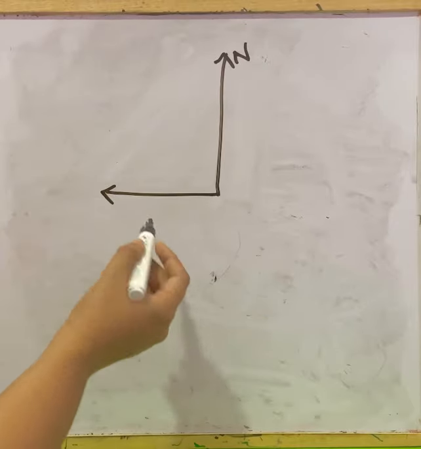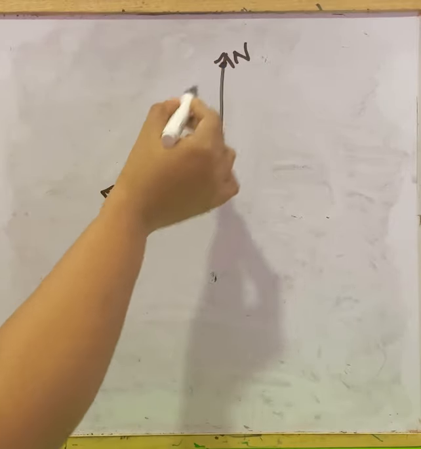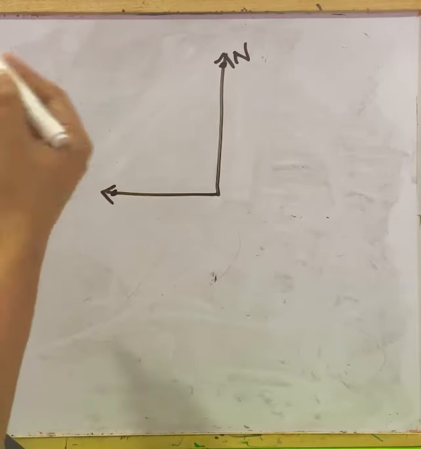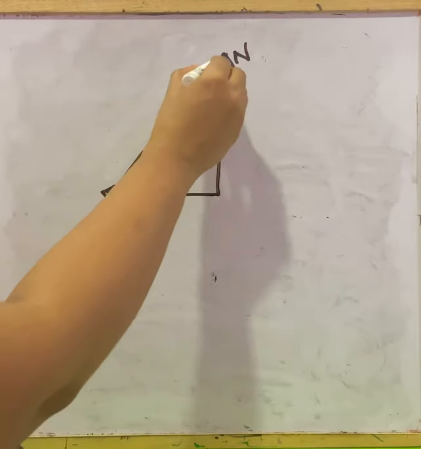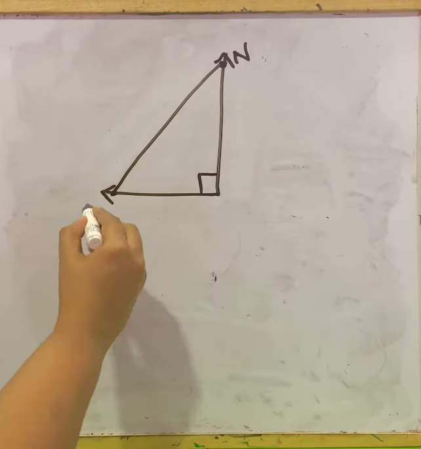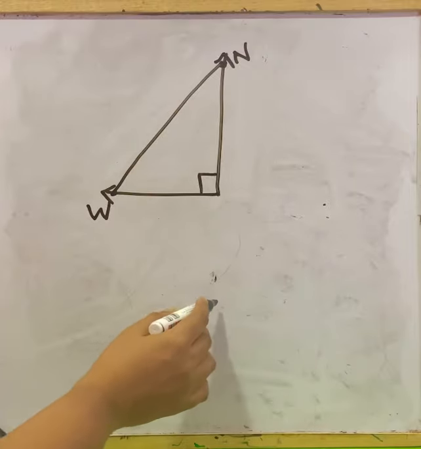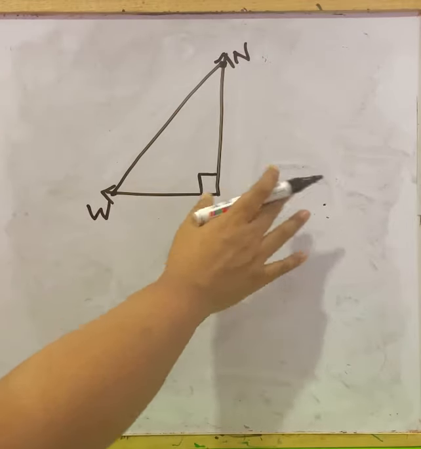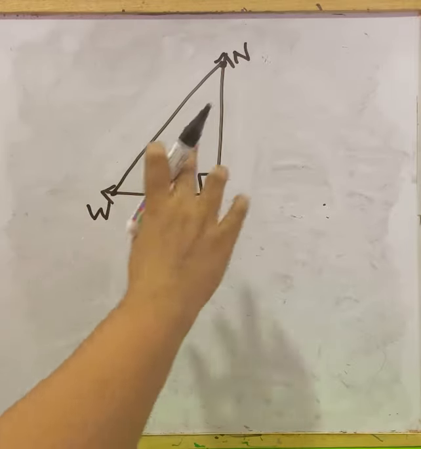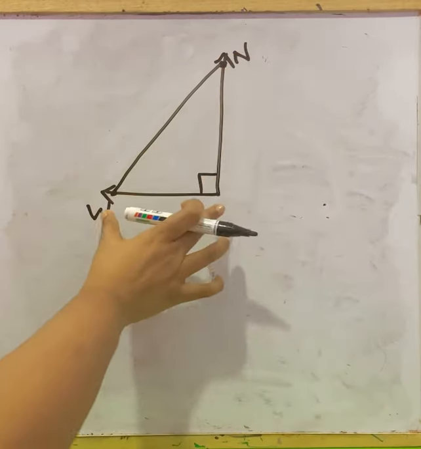After 1.5 hours, the first plane reaches here and the second plane reaches here. So what is the distance between them? That is what we have to find. It is this length. Here we know it is 90 degrees. Here it is the east and here it is the south. We don't want to denote all those. We need only north and west. So first we will find the distance towards north and towards west.